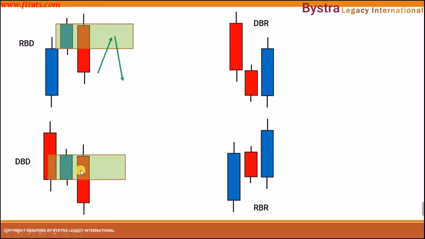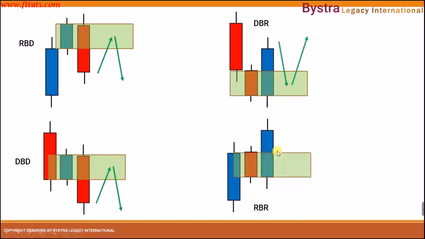The same goes with Drop Base Drop. This is also a supply zone. Price comes in and continues on the downtrend. Remember guys, we only mark the base. The same goes with Drop Base Rally for a demand zone: price comes in and continues upward. And with Rally Base Rally, price comes in and goes to the uptrend.